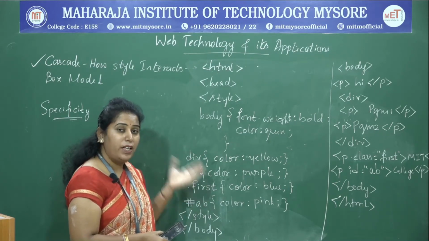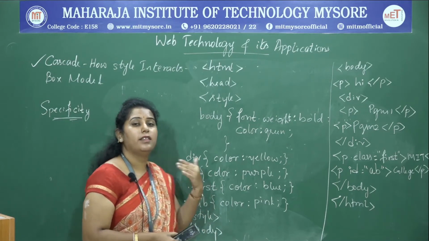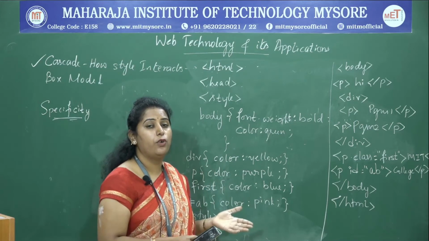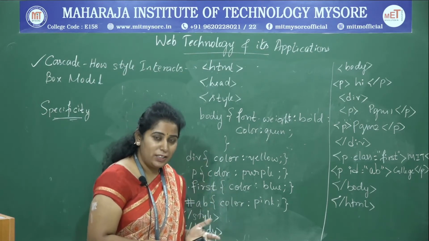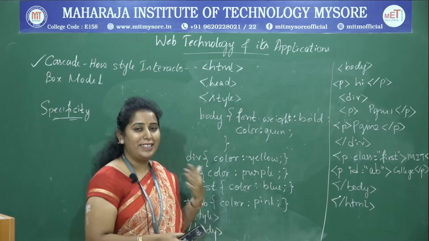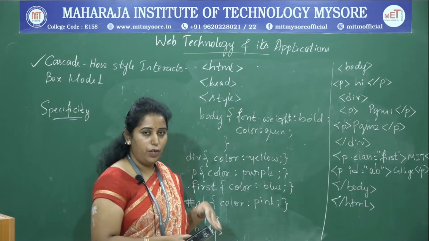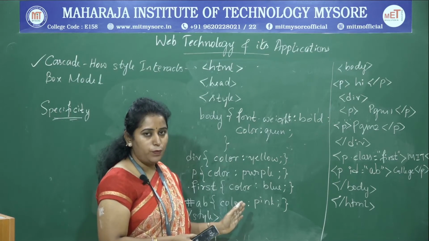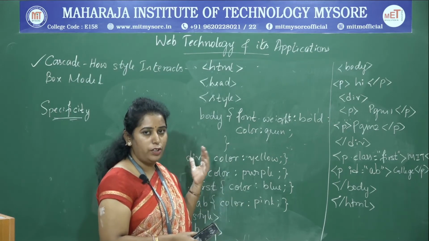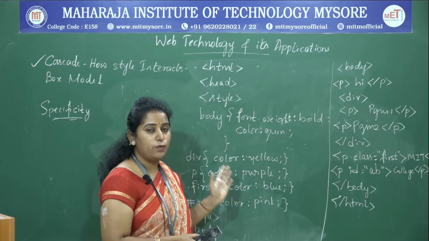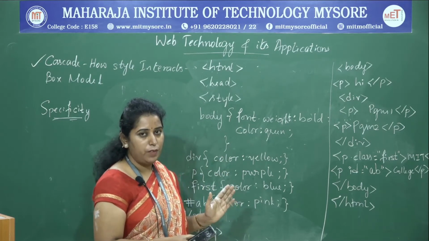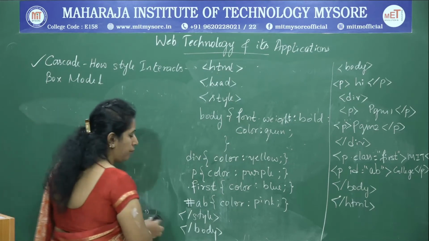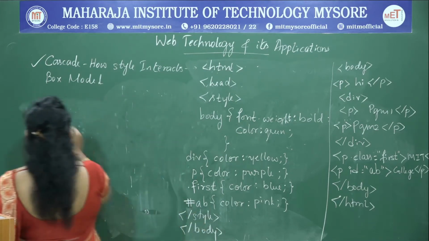This is what I mean by specificity. Different style rules are applied to the same element. The browser is going to make a decision by assigning a weight to each of the style rules. Based on that, it is going to display the content. This is what specificity is. So next is the last one, location.